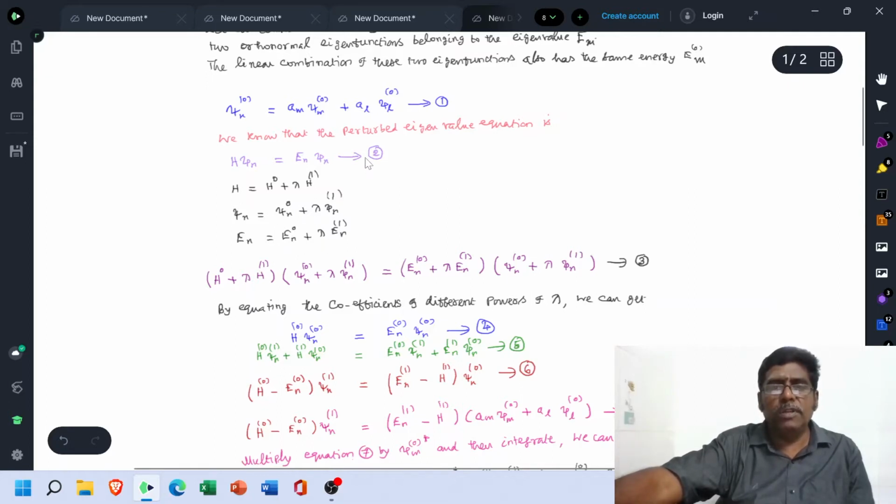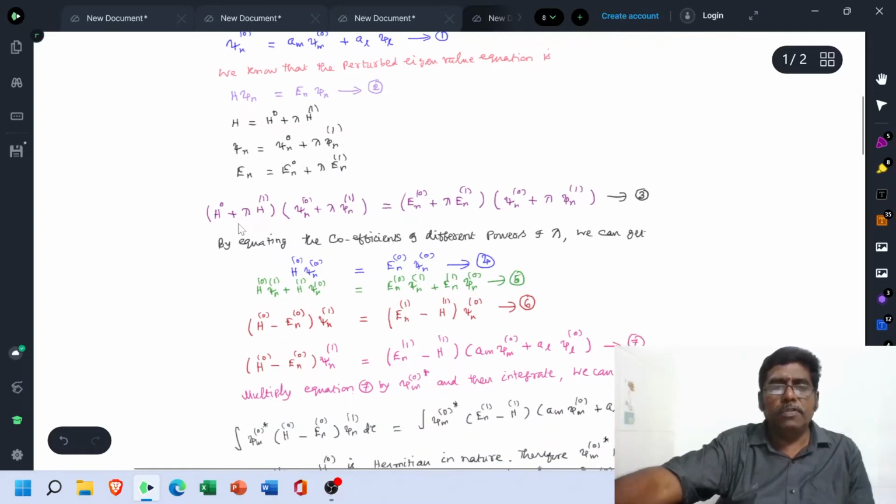Substitute all these values in equation 2 and equate the powers of the constant term and lambda terms. Here H0 psi n0 is the constant term on the left hand side, equal to En0 psi n0. We can get equation 4. Then equating the lambda terms, H1 psi n0 plus H0 psi n1 is equal to En1 into psi n0 plus En0 into psi n1. So we can get equation 5.